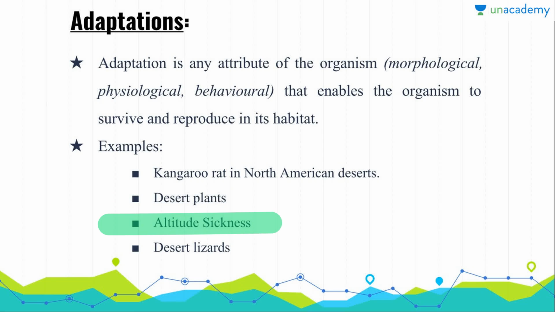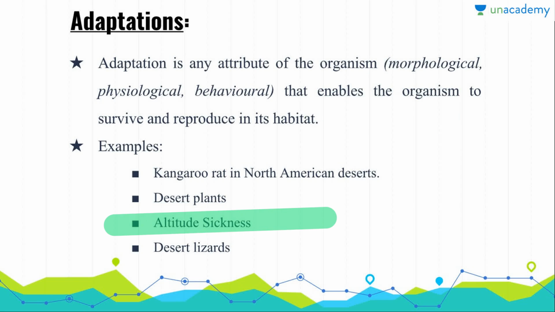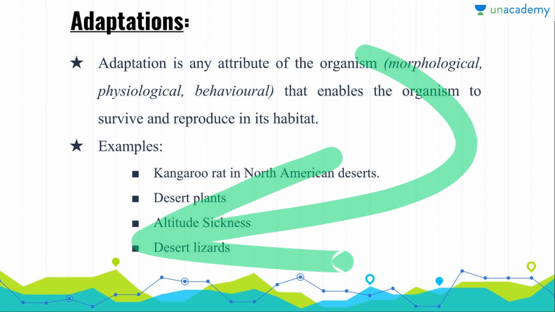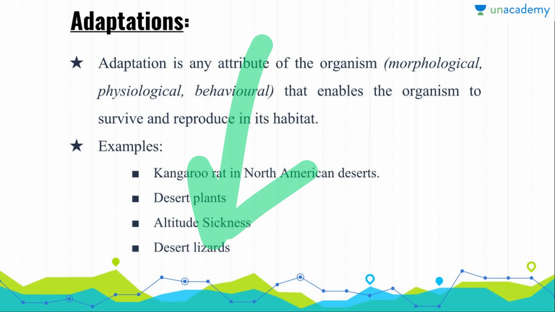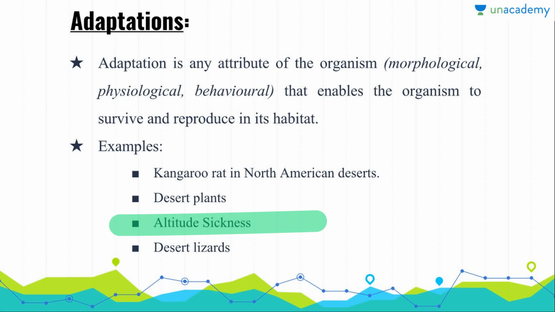Now in altitude sickness, whenever you go to the mountains, your body's RBC level and hemoglobin level will increase, because in the mountains the amount of oxygen at the hill is less as compared to the plain region, and whenever you return to the plain region, the amount of hemoglobin and RBC will decrease again to meet the requirement of the plain region.